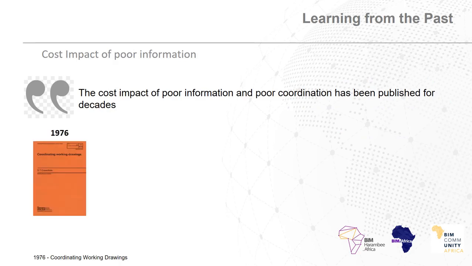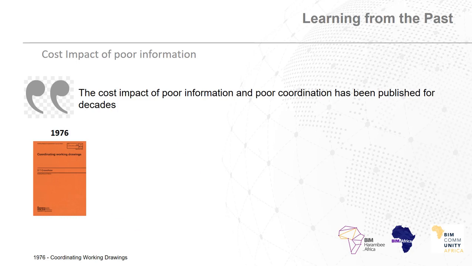In 1976, BRE published Coordinating Working Drawings. This publication surveyed the effects of poorly coordinated working drawings from 25 different construction projects. The report collated the results and displayed what were considered to be the key factors which caused poor coordination on these projects.